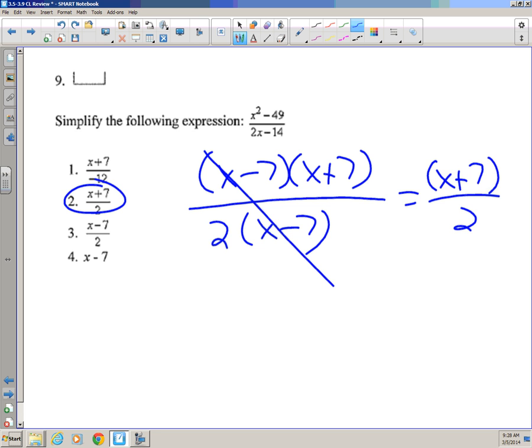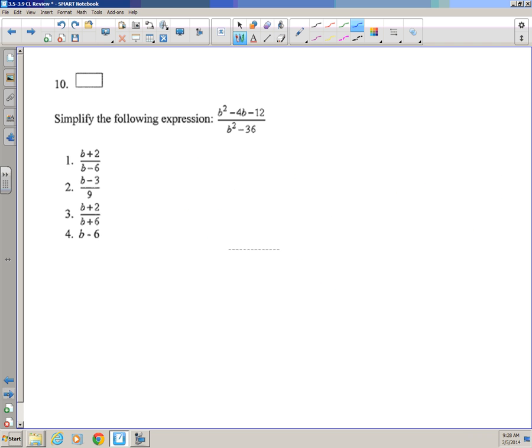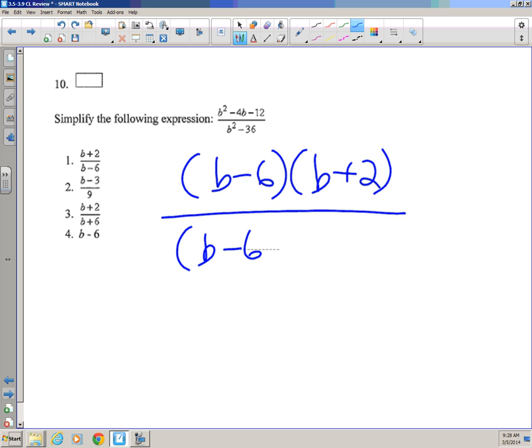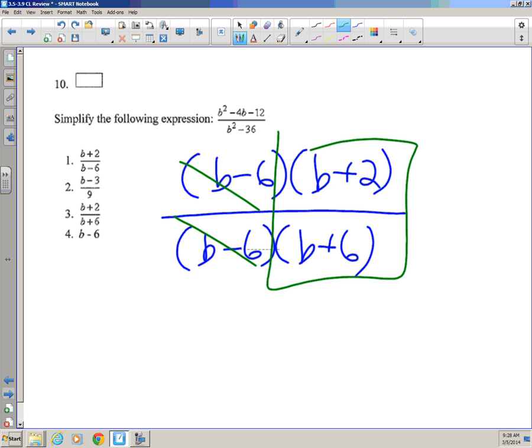Number 10, top, I am, b minus 6, b plus 2. Bottom dots, minus 6, plus 6. The minus 6's go away. B plus 2 over B plus 6, B plus 2, choice 1. That's not right. B plus 2 over B plus 6. No. Sorry, circled the wrong thing. Plus 2 plus 6, choice 3, sorry.